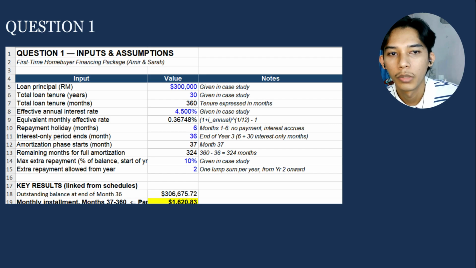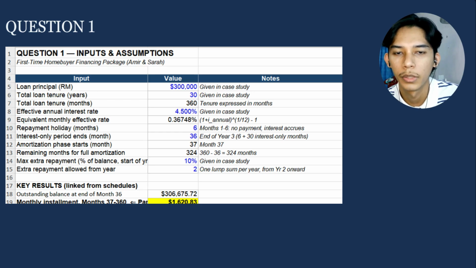Because there's no principal repayment during the holiday or the interest-only period, the balance actually grows during the 6-month holiday, compounding at the monthly rate, and then stays flat for the next 30 months while only interest is paid. So the balance at month 36 is simply the principal compounded for 6 months. That gives roughly 300,676 outstanding when the amortization phase begins.